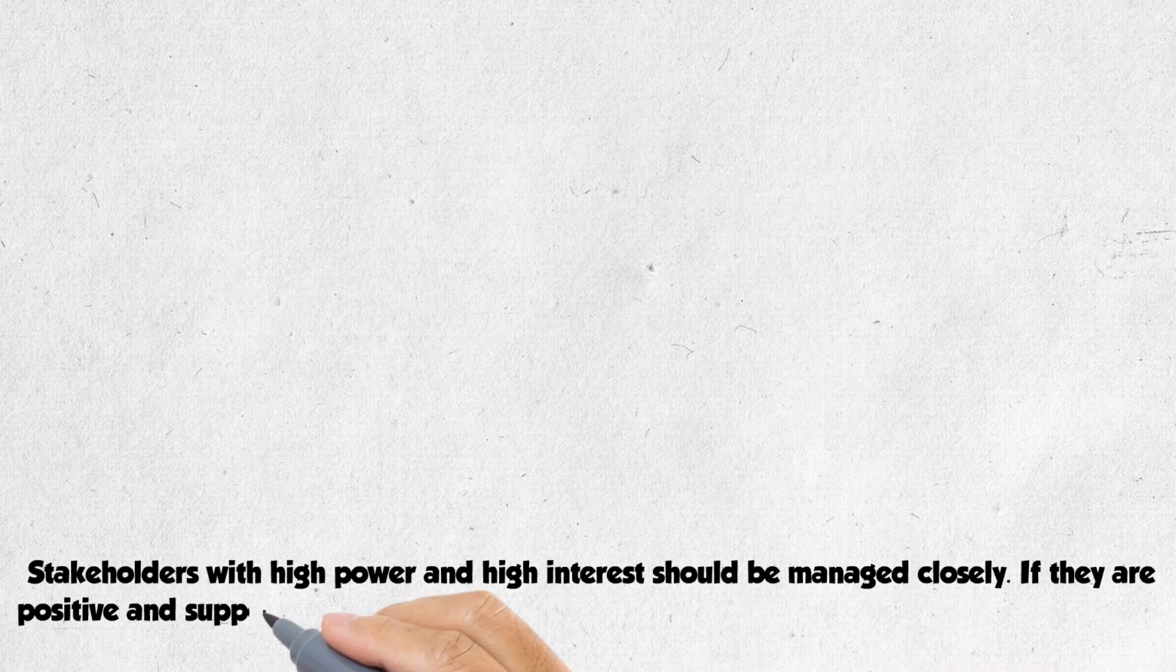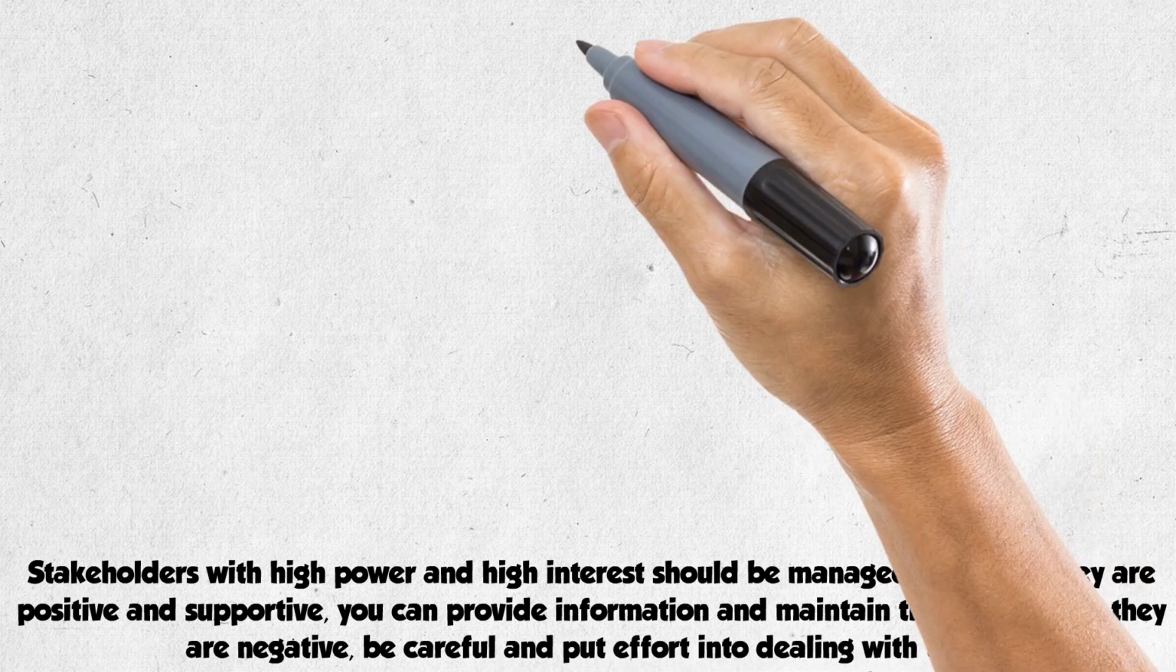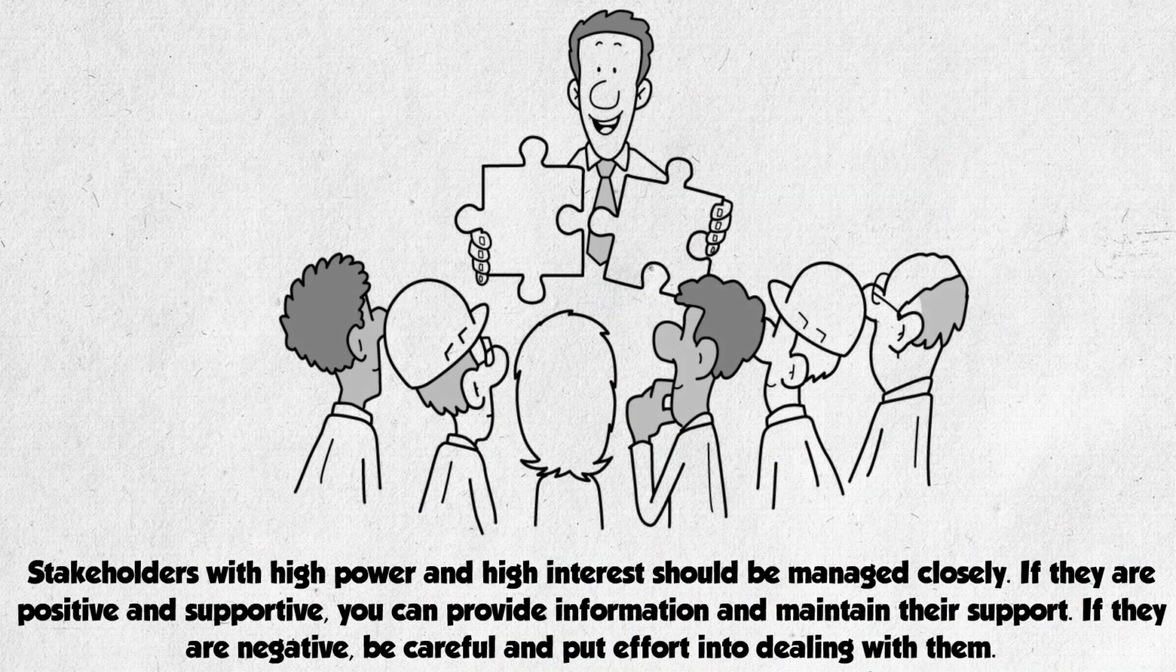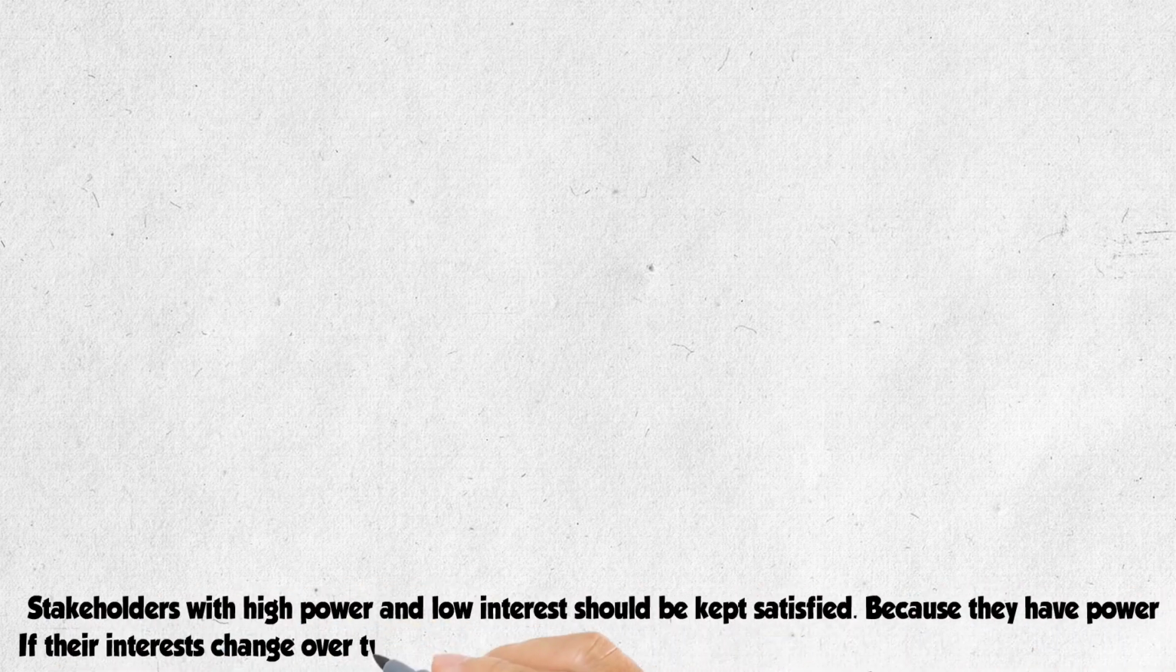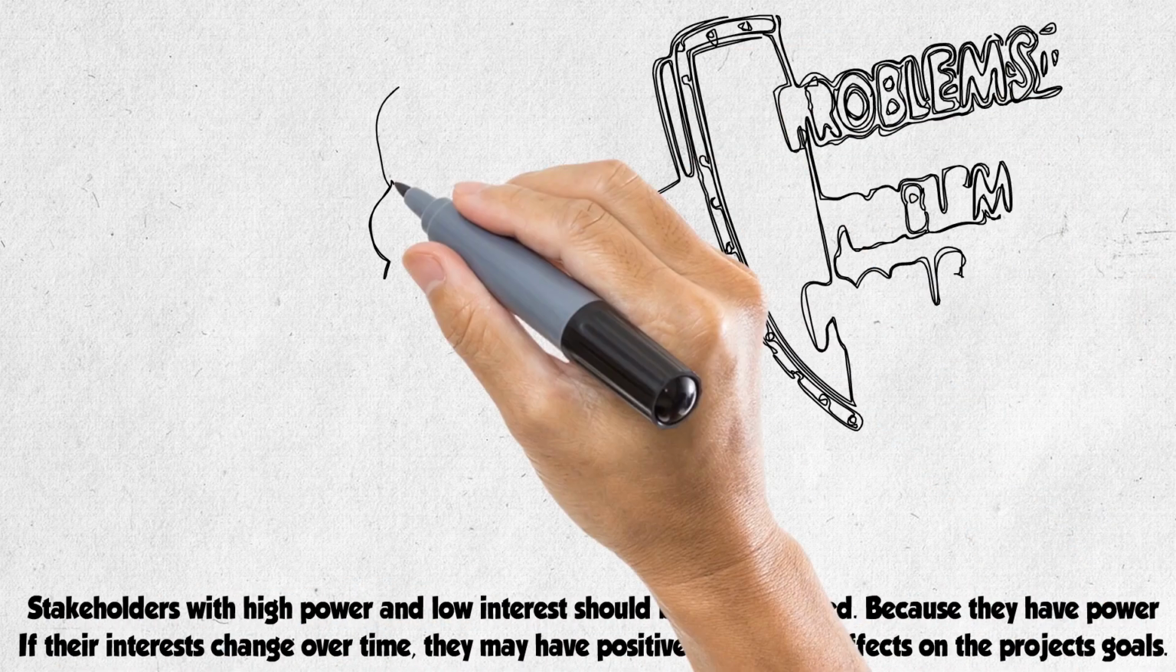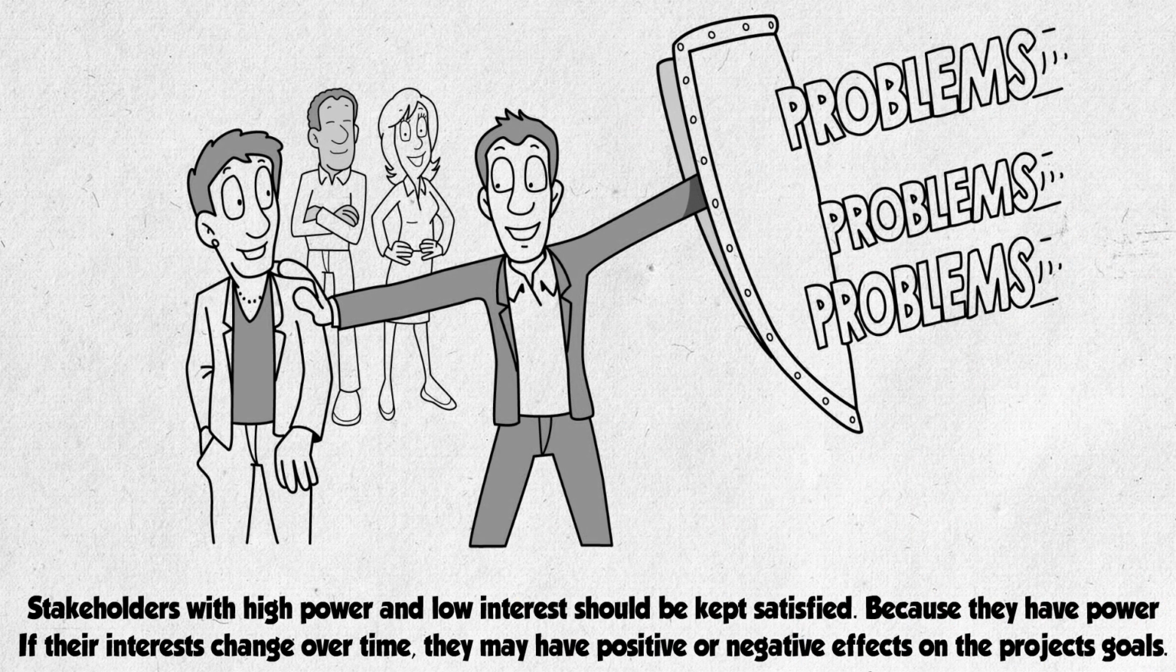Stakeholders with high power and high interest should be managed closely. If they are positive and supportive, you can provide information and maintain their support. If they are negative, be careful and put effort into dealing with them. Stakeholders with high power and low interest should be kept satisfied. Because they have power. If their interests change over time, they may have positive or negative effects on the project's goals.